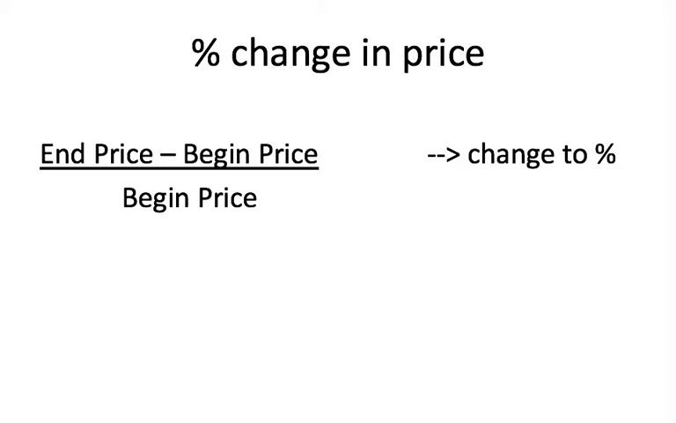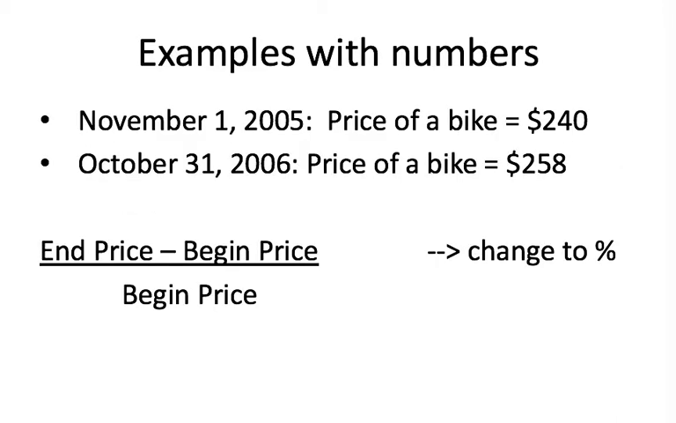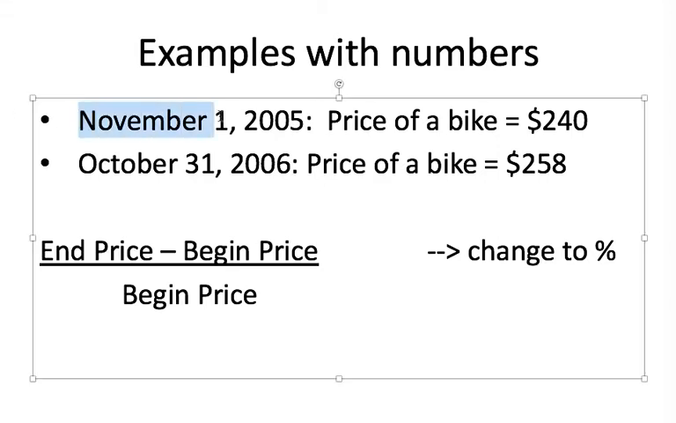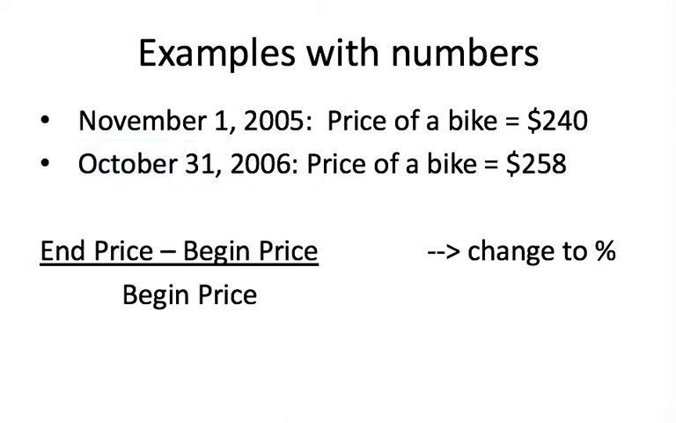Let's do this with a more complicated example than our tire example. Let's say that on November 1st of 2005, the price of a bike was $240, and then on October 31st of 2006, the price of a bike is $258. Notice that from November 1st to October 31st, a year has passed. So we're still calculating the inflation over the course of a year.